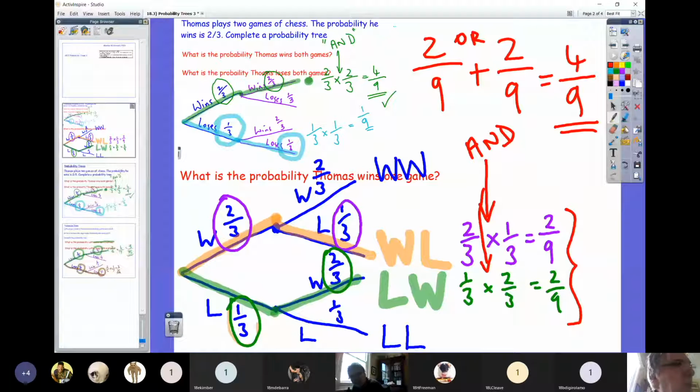Now, we don't care whether he wins then loses, or he loses then he wins. That's why we've taken those 2 ninths and those 2 ninths and we've added them together to get 4 ninths. They have been added together to get 4 ninths. So multiplying within the tree, get the various probabilities over on the right hand side, and then to gather them all together, when it's an or, you've got to add those together.